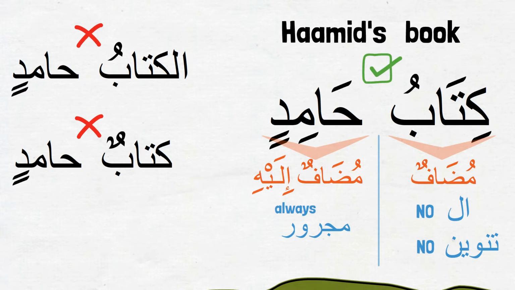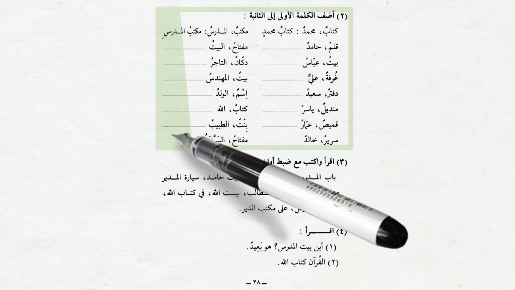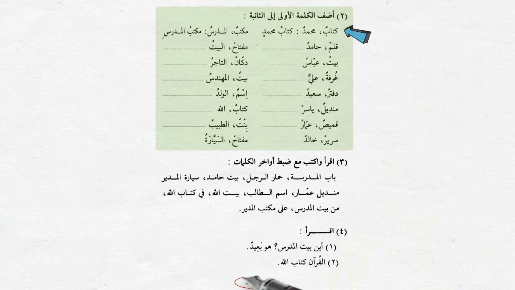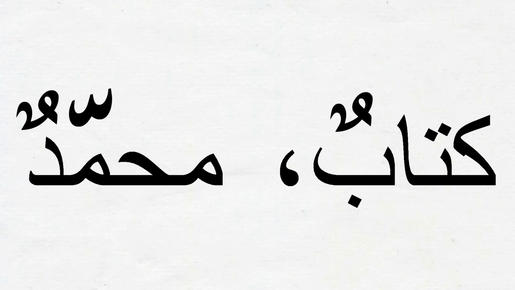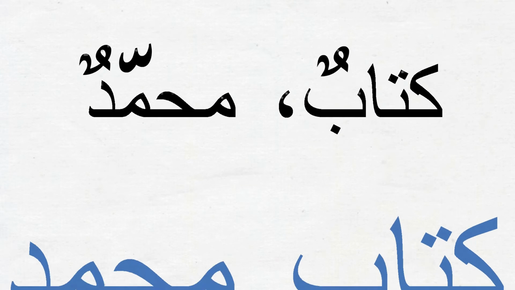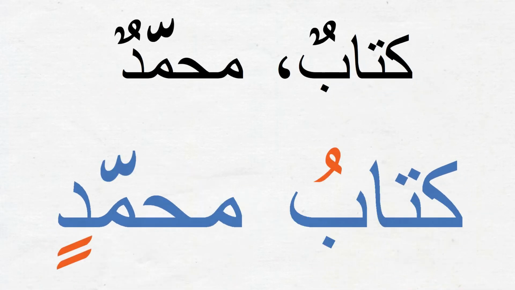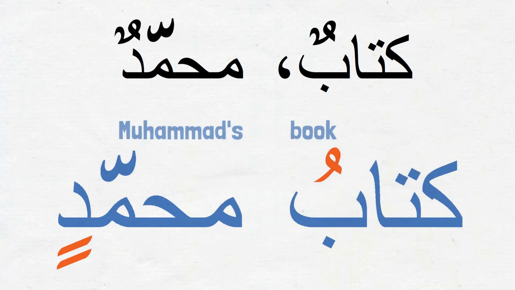Now before we learn to use this إضافة structure in a sentence, let's practice building such combinations by going through the exercise 2 of lesson 5 on page 28 of the book. In this exercise, we have many pairs of ism given, and we need to build إضافة combinations between the pairs. First one is Kitabun and Muhammadun. The book and Muhammad. How do we say Muhammad's book? It will be Kitabu Muhammadin, right? Kitabu Muhammadin. It translates as Muhammad's book or the book of Muhammad.